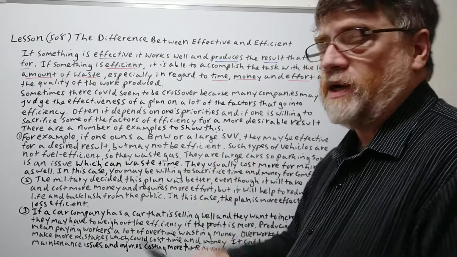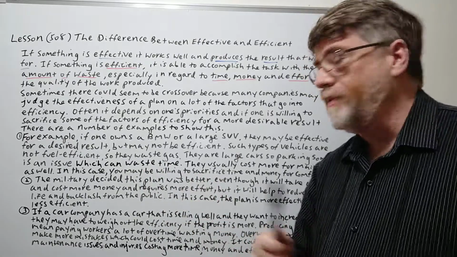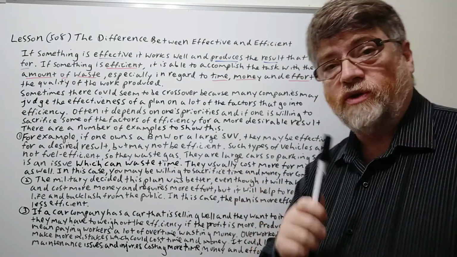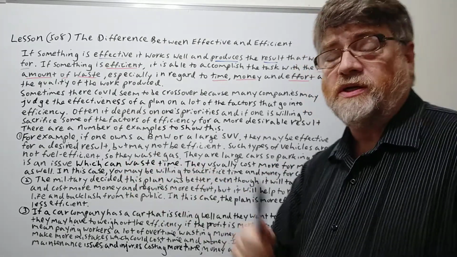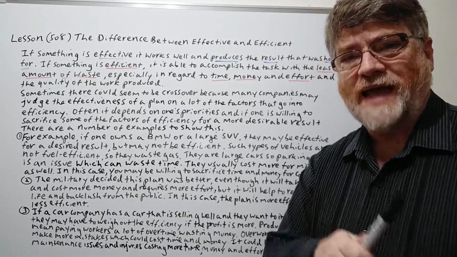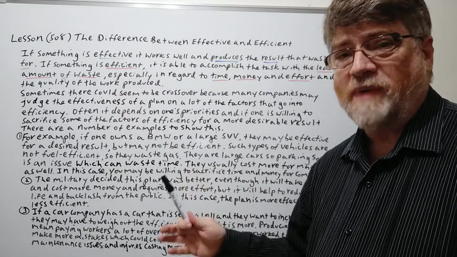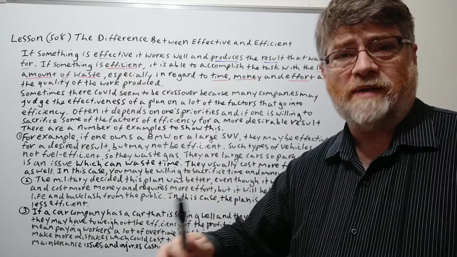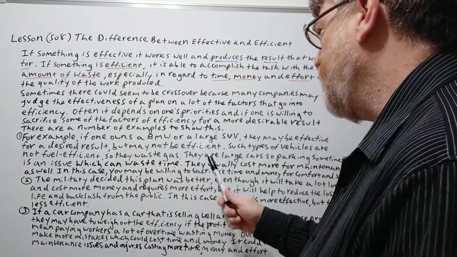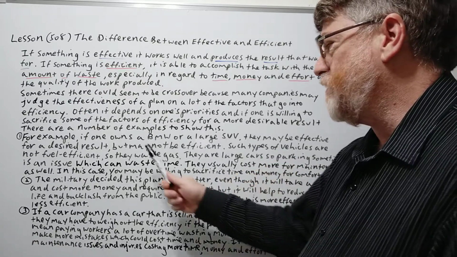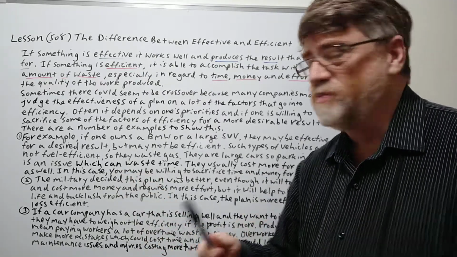First one is more like with the consumer, the person who buys something. So for example, if one owns a BMW or a large SUV, they may be effective for a desired result. Yeah, so a person who owns a BMW probably cares more about the status and the comfort. Somebody that owns an SUV, probably also comfort for space, but maybe they need a big car or they want a big car. So that's more their desired result. However, they may not be so efficient.